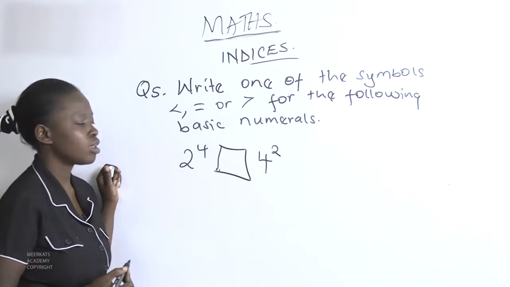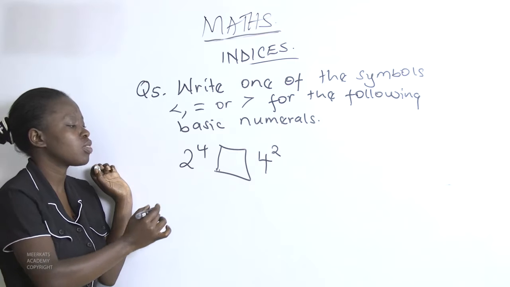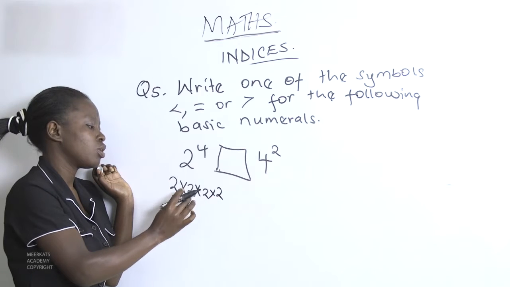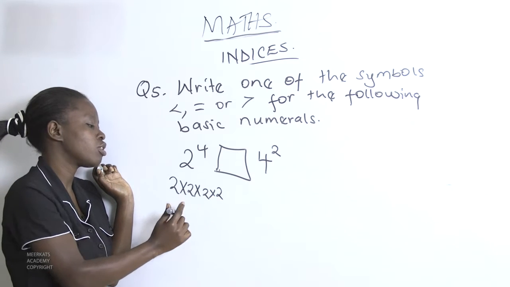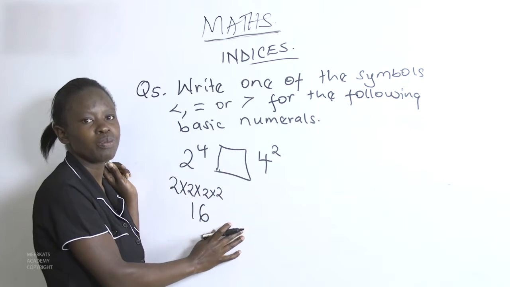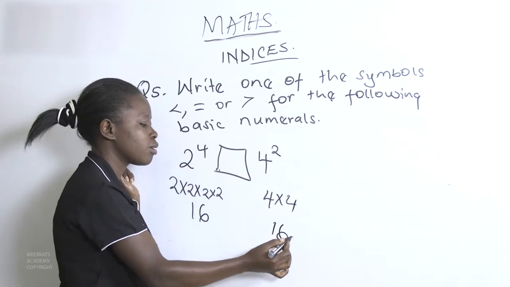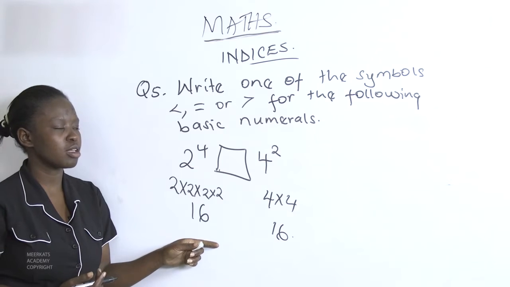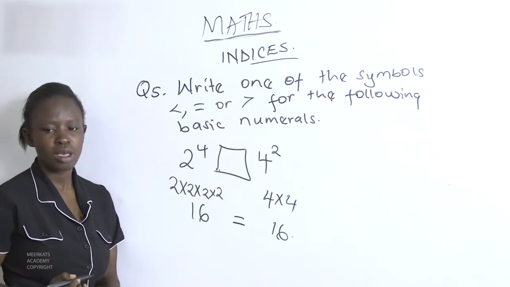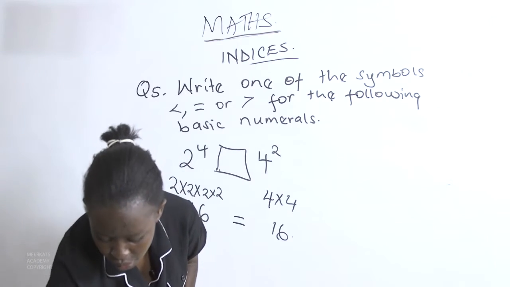So we are having the two sides, 2 to the power of 4 and 4 squared. We need to find out what sign is in between them. So 2 to the power of 4 means 2 times 2 times 2 times 2, which gives us 4 times 4, which is 16. Then 4 to the power of 2 means that 4 is repeated twice, so 4 times 4, which gives us 16. So on the left hand side I have 16, on the right hand side I have 16, which means that the two sides are equal. So the sign that should be between them is equal to.